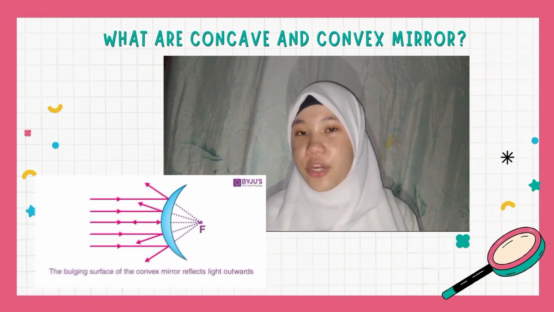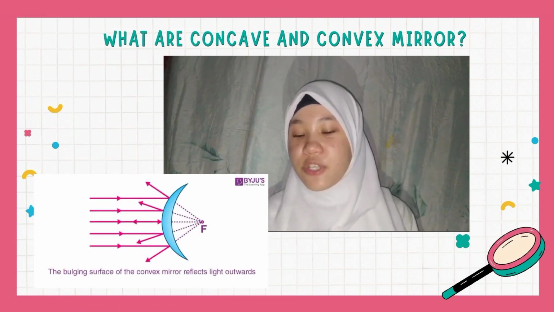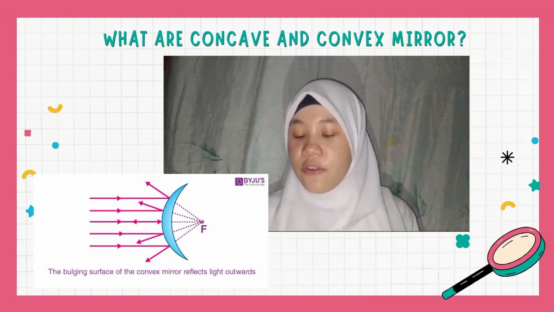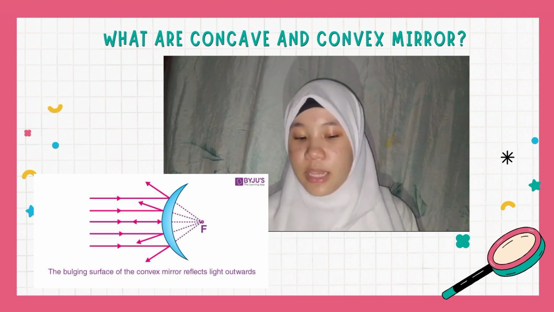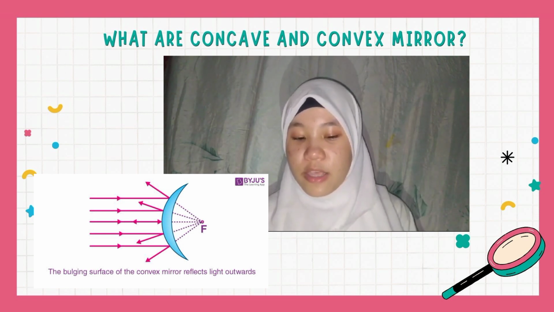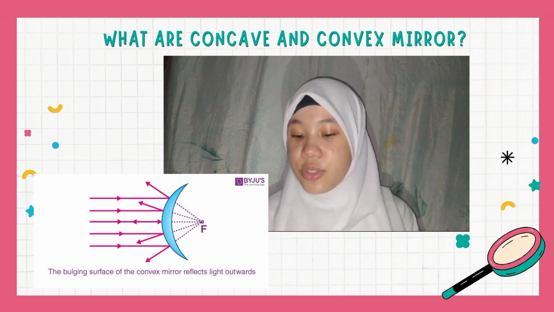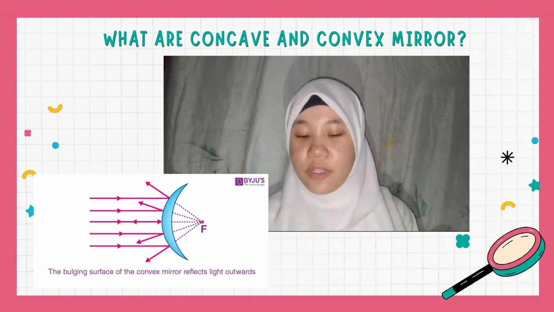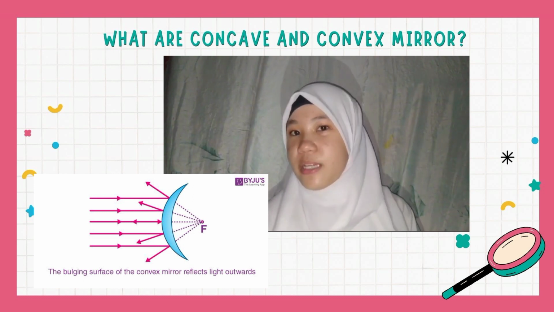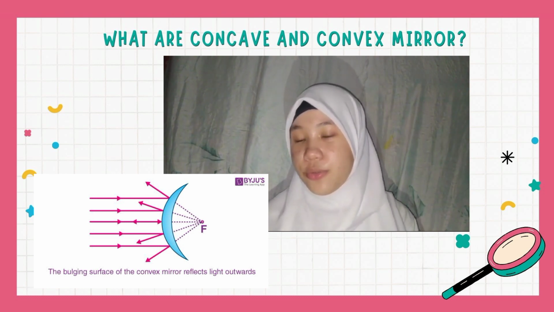Convex mirror, on the other hand: similarly, if the reflective surface curves outwards, it is called a convex mirror. Convex mirrors are used extensively as car mirrors. Depending on the focal length, the reflected image is reduced in size, but the field of view is larger. This is very useful to drivers, as blind spots are drastically reduced.